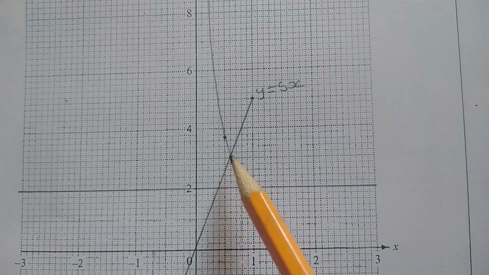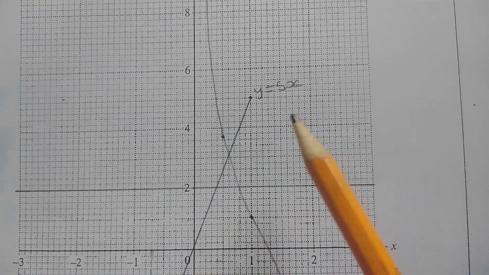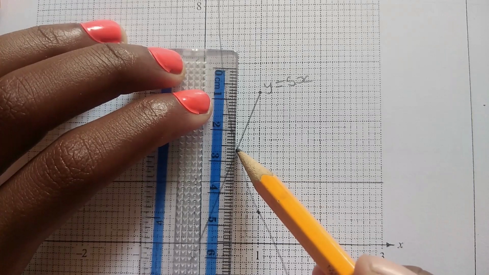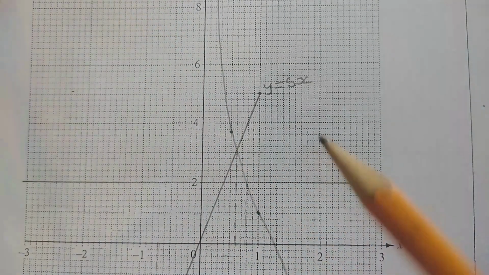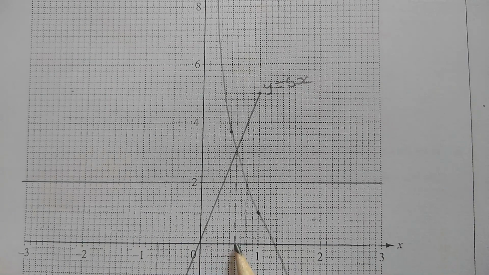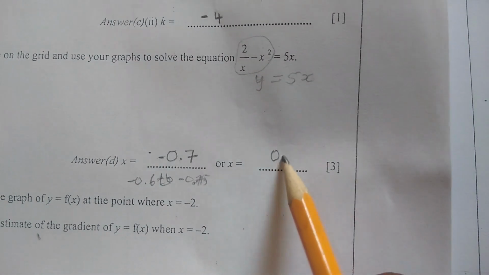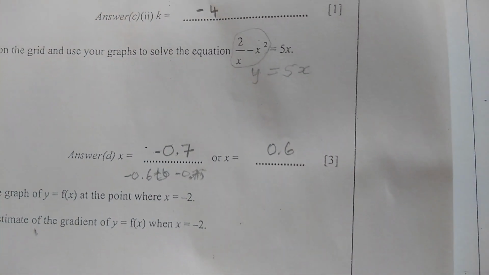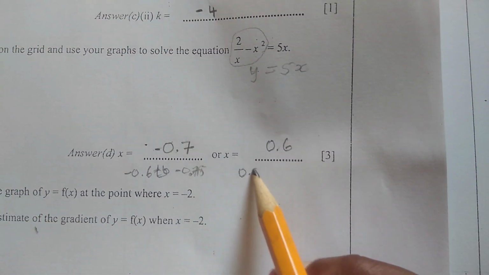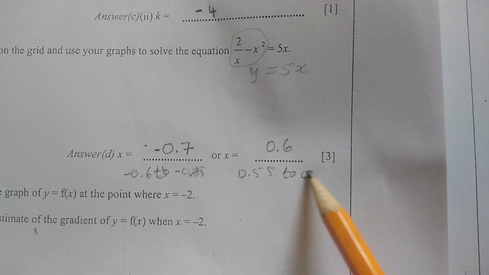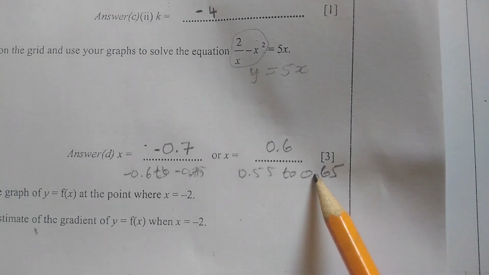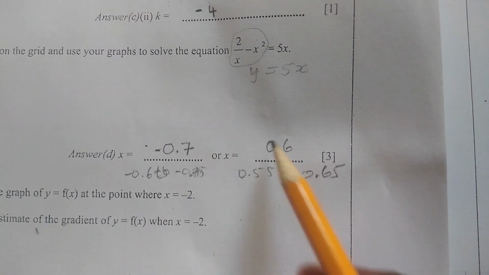Now let's check this one. This one, if you go down, you can see that we have 0.5, 0.6. Our answer is 0.6. Your answer there is supposed to be between 0.55 and 0.65. Okay? If it's out of the range, it's wrong.